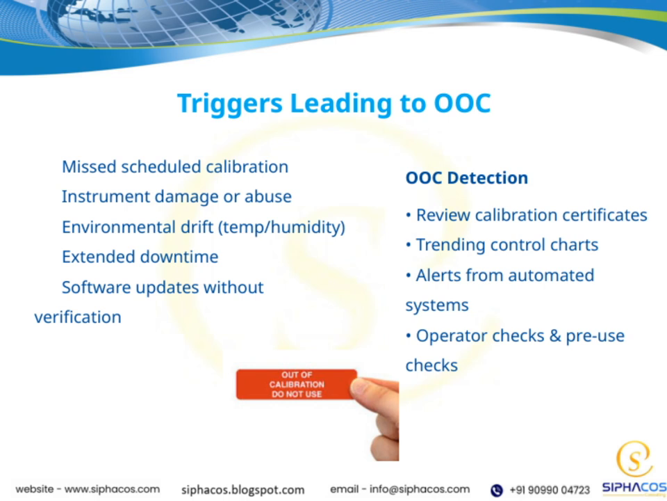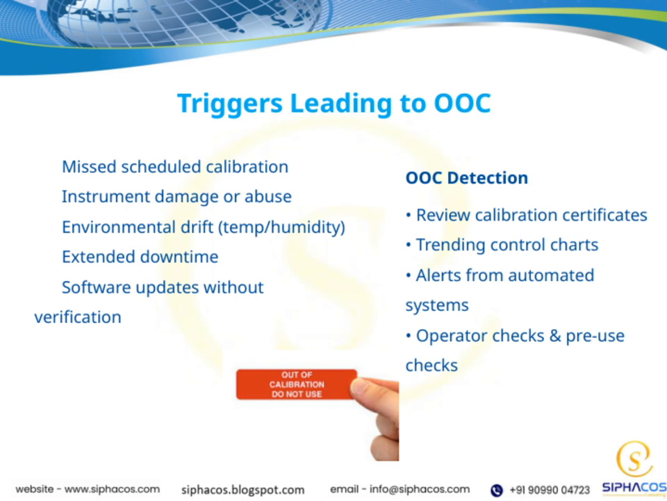We also keep an eye on trending control charts, which help us spot any deviations early on. Automated systems can send alerts if something seems off, so staying attentive to these notifications is crucial. Additionally, operator checks and pre-use checks serve as a frontline defense. These simple steps can catch issues before they become bigger problems.